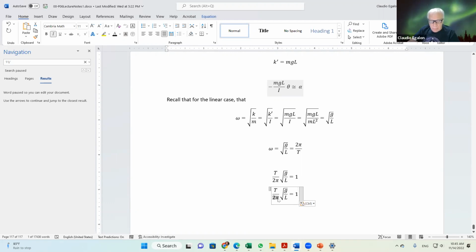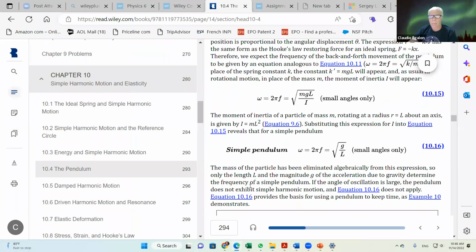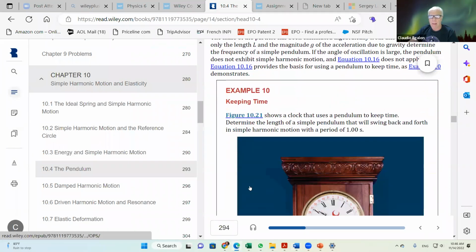Well, I have 2 pi there at the beginning, right? But that's okay. And then the square root gets inverted when we pass to the other side. L over G, right? T. Here you go. That's the period of a simple pendulum. L square root.